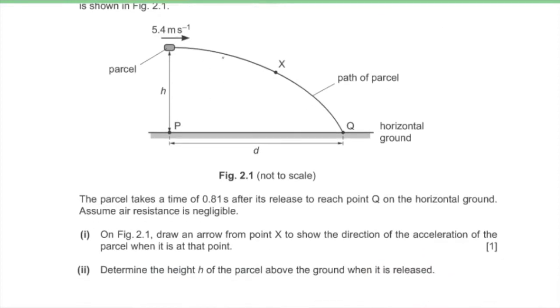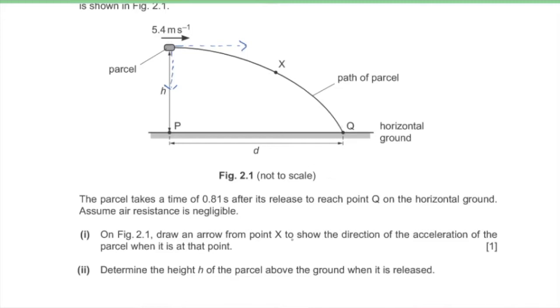So this path is a projectile motion, meaning the parcel has a vertical component and a horizontal component being covered. The parcel takes a time of 0.81 seconds after its release to reach point Q on the horizontal ground. Assume air resistance is negligible. So the time taken by the parcel to travel from this point to point Q, in both horizontal and vertical components, is 0.81 seconds.